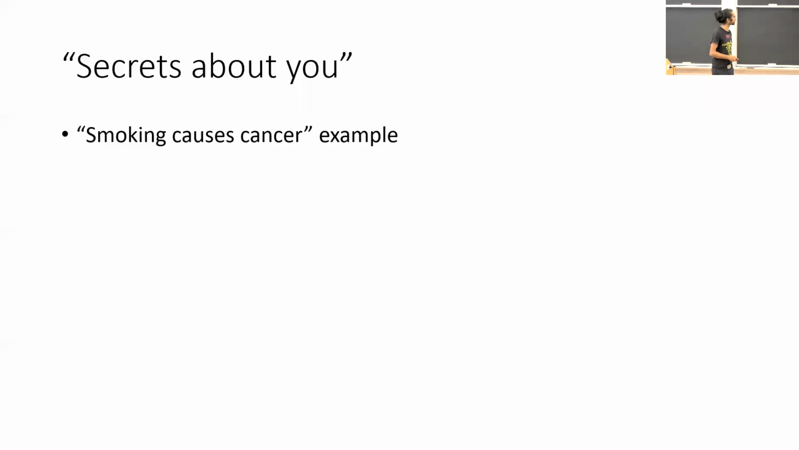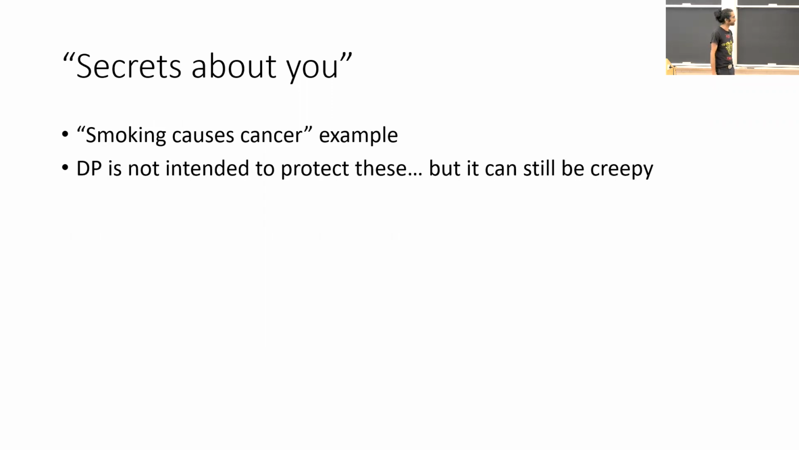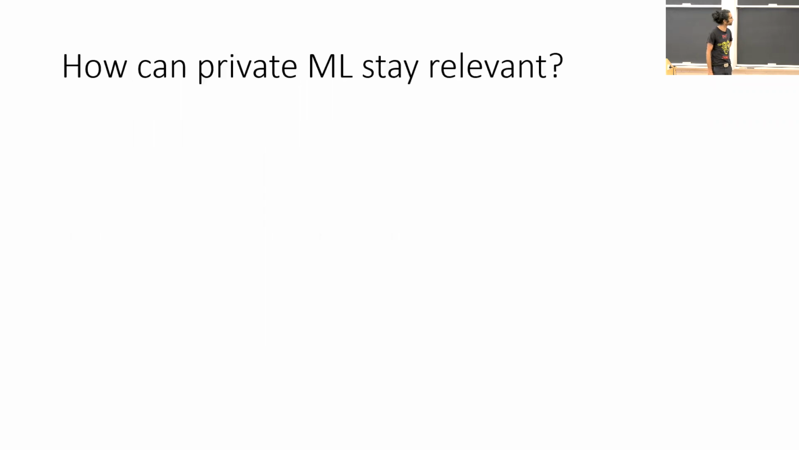There are also things about secrets about you. For example, we all know the secret that smoking causes cancer, and we don't consider this a privacy violation in the DP community. But I think this is still kind of creepy, and there may be more privacy concerns about this sort of unexpected inference given the availability of big data, which I think will make people uncomfortable about privacy. Just something to think about, in my opinion.